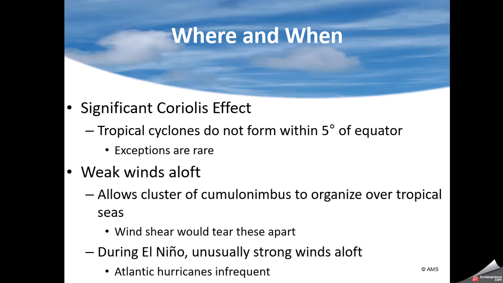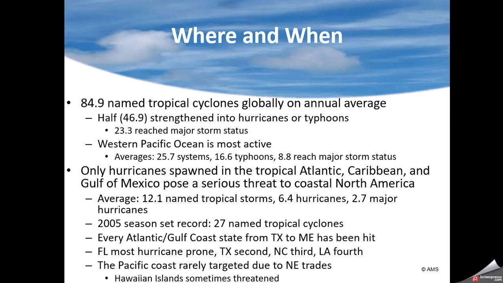The other thing is you need the cumulonimbus clouds to organize. So wind shear would tear them apart. And guess what? During El Nino years, there are unusually strong winds aloft over the Atlantic. So Atlantic hurricanes typically are less frequent during that time.